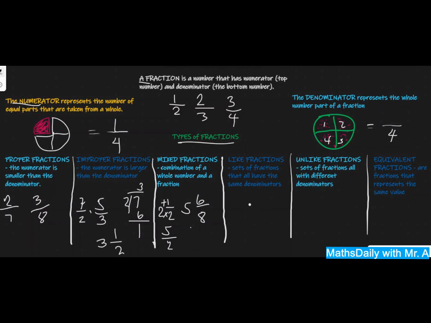Like fractions. Like fractions are sets of fractions that all have the same denominators. For example, 1/4, 3/4, 2/4. While unlike fractions are sets of fractions all with different denominators. For example, 6/10, 3/5, 12/20.